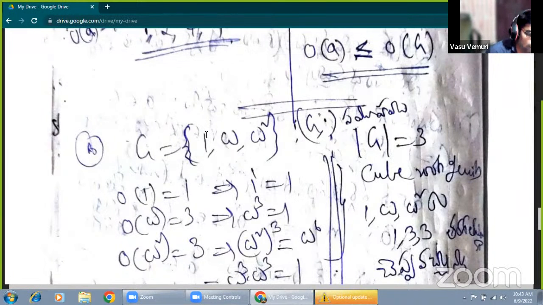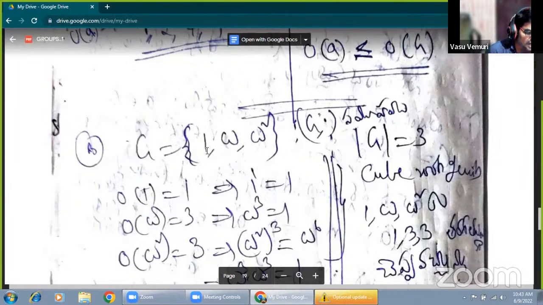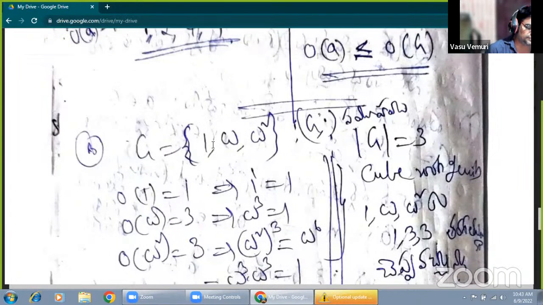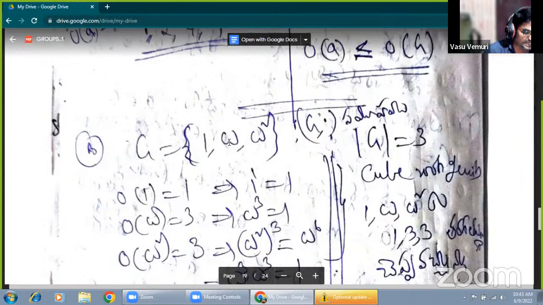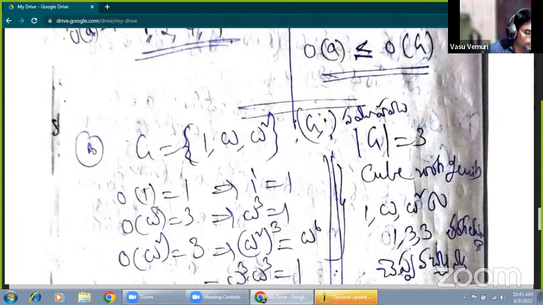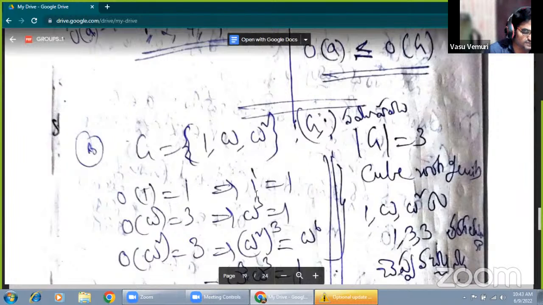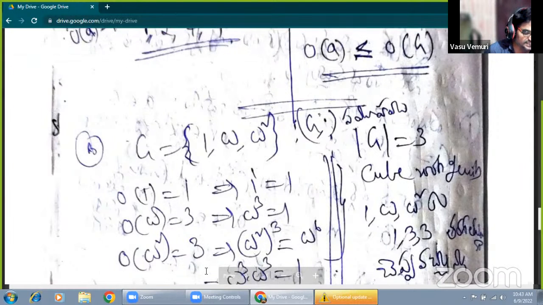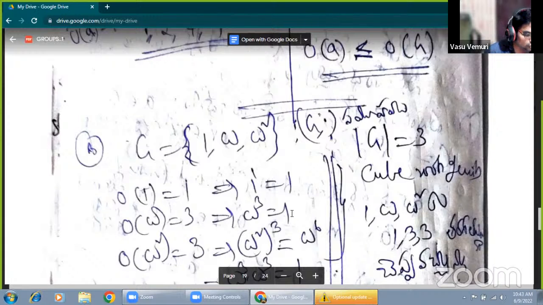And how to guess the relation? The order of an element is always less than or equal to the order of the group. Now these are the elements A1, A2, A3. We take the first element A1 equals 1. Then its order is always 1, because 1 power 1 equals 1, the least positive integer. What is the second element? Omega. What is the relation for omega? Omega cube equals 1, so the integral power is 3. That is, omega cube equals 1, so the order of omega equals 3.